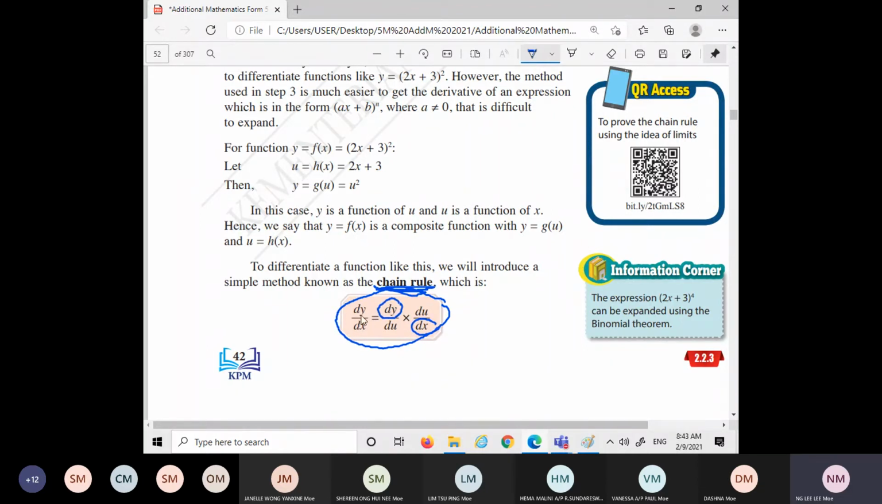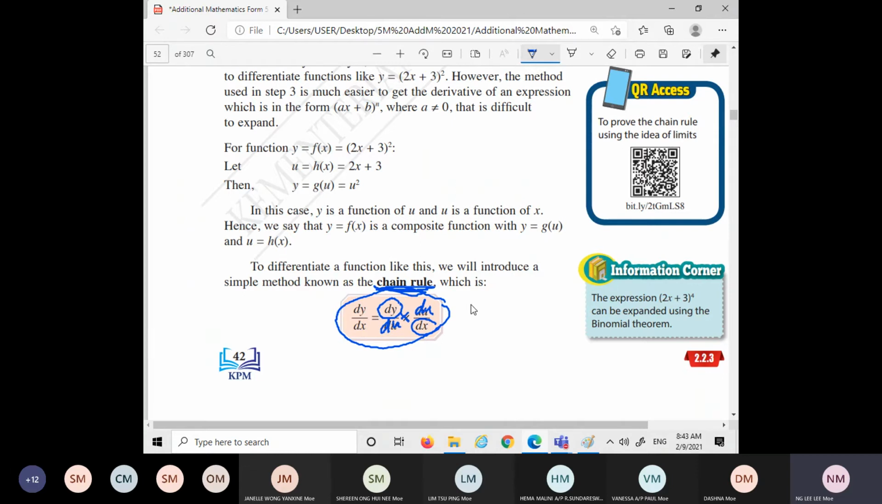I chop this one into 2. I separate them: numerator in 1, numerator in another 1, and in between is times. Then I involve another variable. Let's say here I involve u, so here will be du, and here will be du. So this is what we call the chain rule.